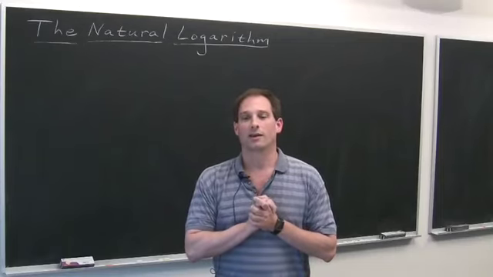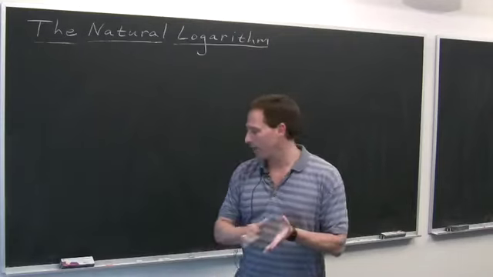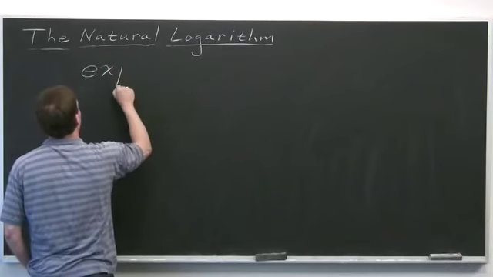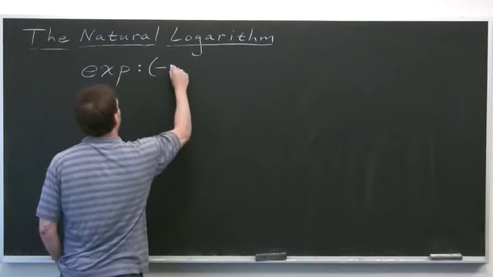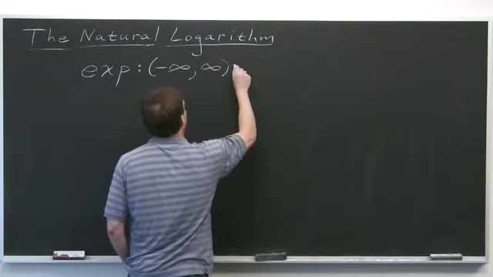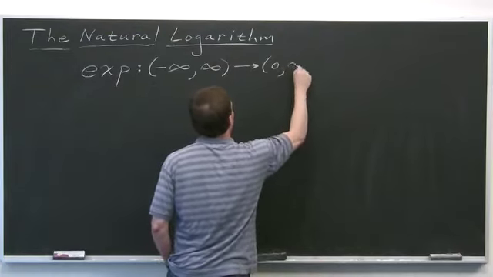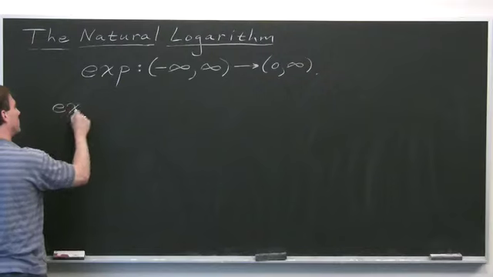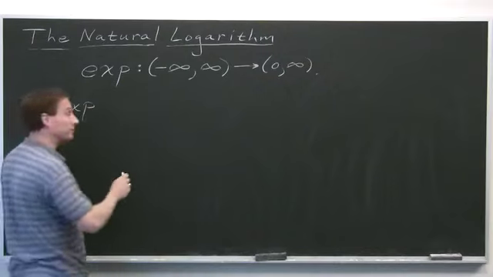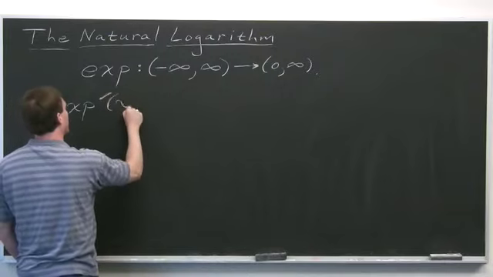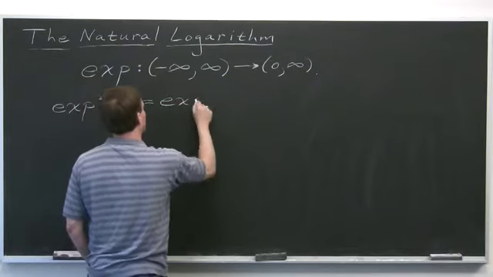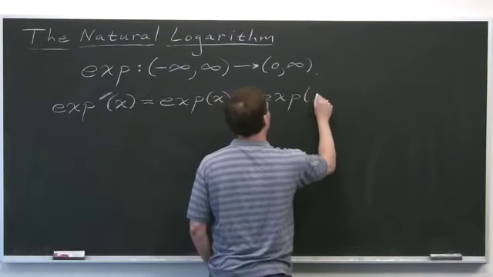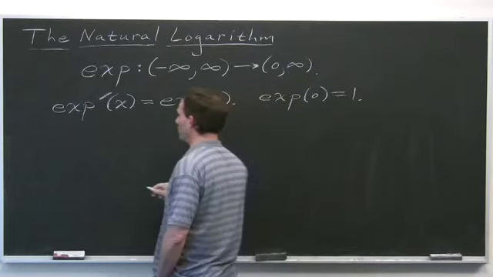In the last section, we discussed the exponential function. The exponential function was the function exp, that its domain is all real numbers. It gives you back only positive real numbers. And it was a function with the amazing property that it is its own derivative, so that exp prime of x is the same as exp of x. And in fact, we saw that this property, combined with the fact that exp 0 equals 1, completely characterizes the exponential function.